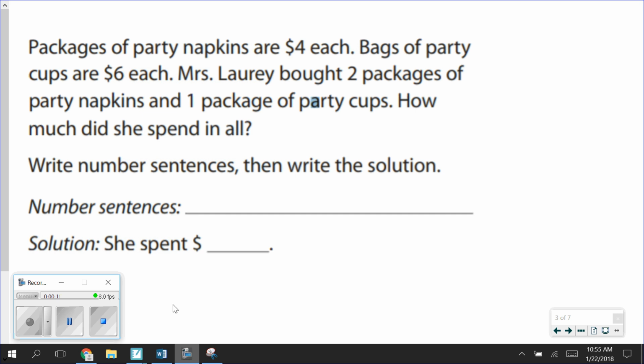Okay, so when we do two-step word problems, it's important that you think about what's happening in your head, like what's going on. I like to make a movie in my head of what's happening.